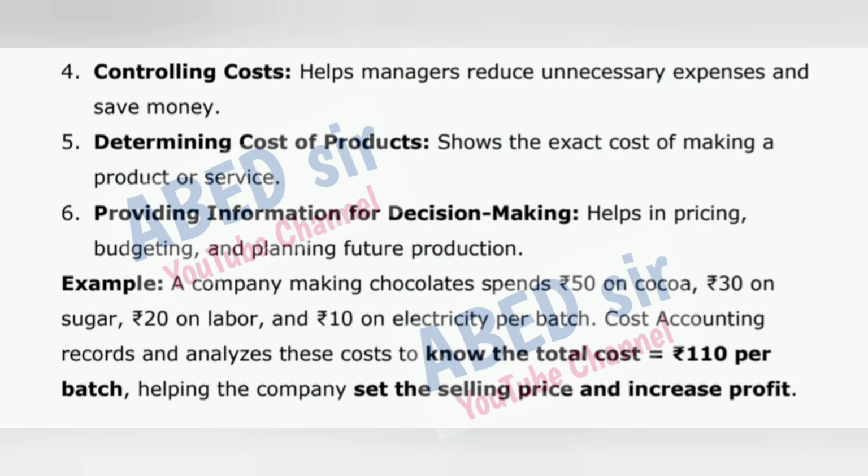5. Determining cost of products. Shows the exact cost of making a product or service. 6. Providing information for decision making. Helps in pricing, budgeting, and planning future production. Example: a company making chocolate spends 50 rupees on cocoa, 30 rupees on sugar, 20 rupees on labor, and 10 rupees on electricity per batch. Cost accounting records and analyzes these costs to know the total cost is equal to 110 rupees per batch, helping the company set the selling price and increase profit.